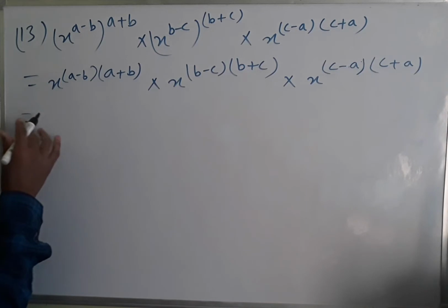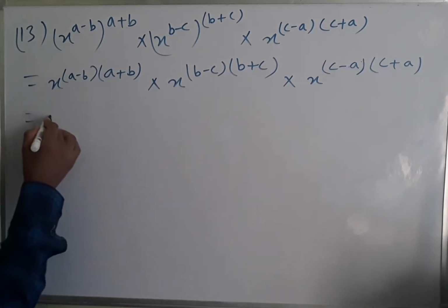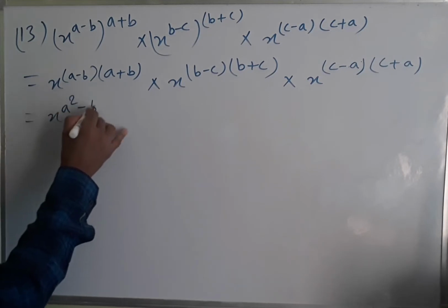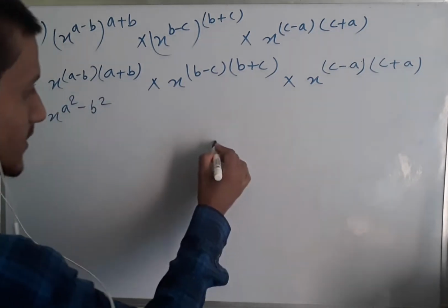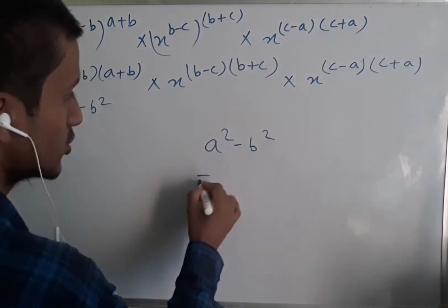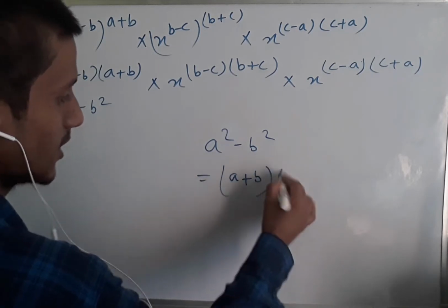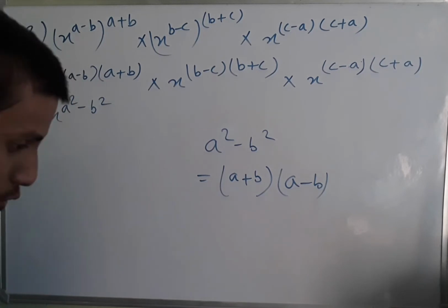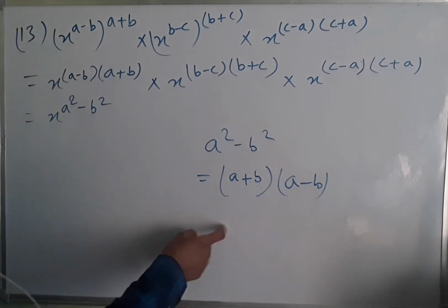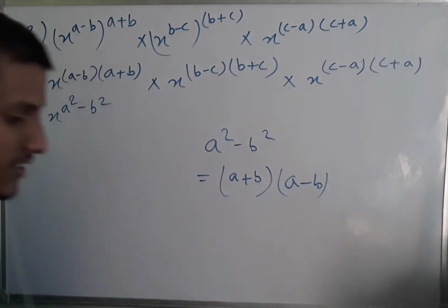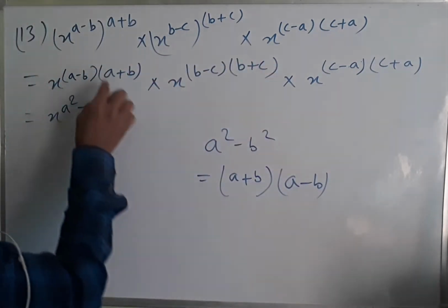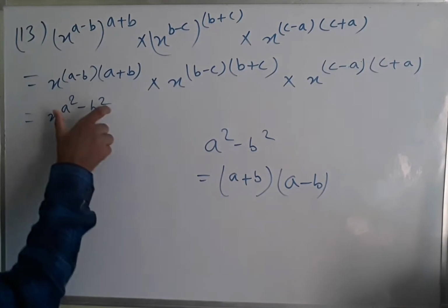Now this thing should be equal to x, and if I multiply it, it will yield me a squared minus b squared. How come? Because there is a formula, a squared minus b squared, which is a plus b times a minus b. Any of you who are following my course would not be familiar with this right now, but I will explain this in the upcoming videos. Right now, just understand there is a formula like this, and we are applying this. So this became this.